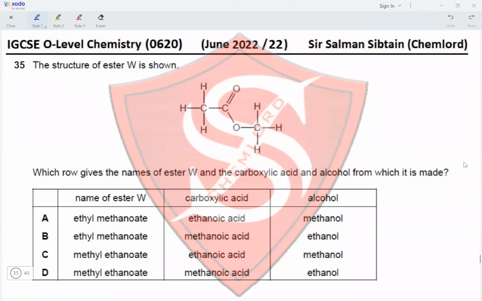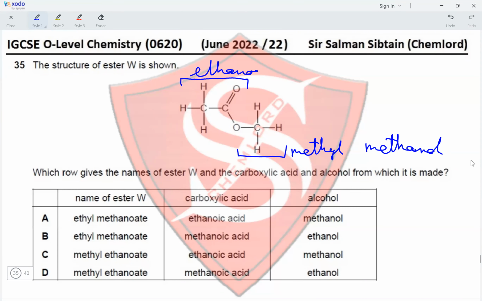Question 35. The structure of ester W is shown. Which row gives the names of ester W and the carboxylic acid and alcohol from which it is made? So let's just work it out from the structure. The alcohol portion contains a single carbon. So this will be called methyl. And the alcohol that makes this would be methanol. And the carboxylic acid part contains two carbon atoms. So this would be called ethanoate. And the carboxylic acid that produces this portion of the ester would be ethanoic acid.